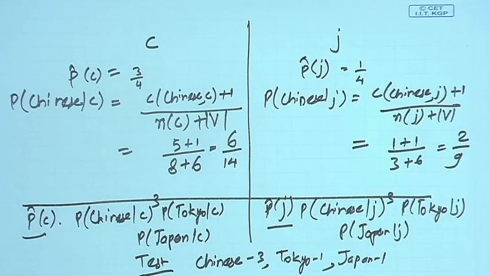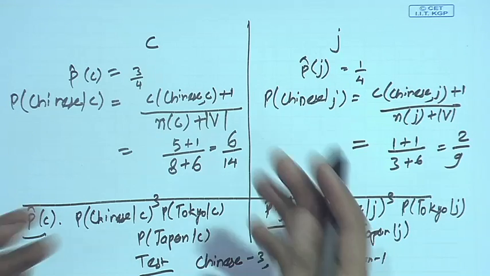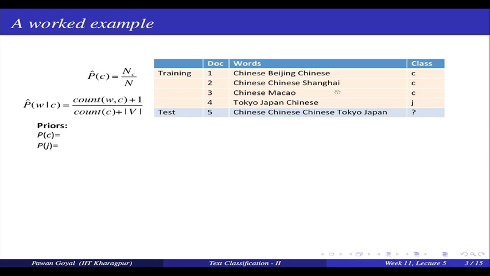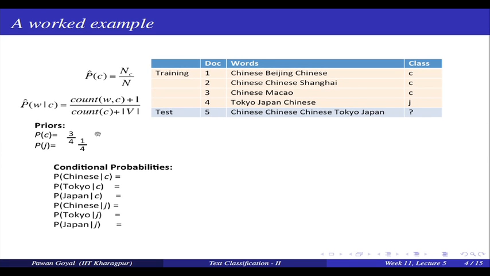Okay. Similarly, now you will compute the other probabilities. That is probability Tokyo given C, Japan given C, and Tokyo given J, Japan given J. So let's see these on the slide. Once you know how to do that, we can see that quickly on the slide. So first you compute the priors that you know are 3 by 4, 1 by 4.